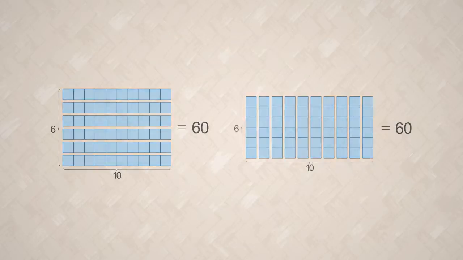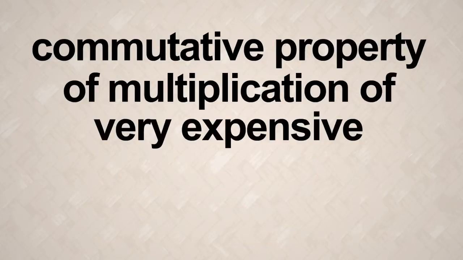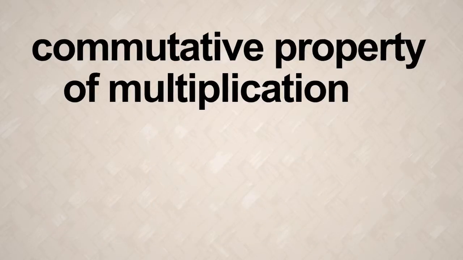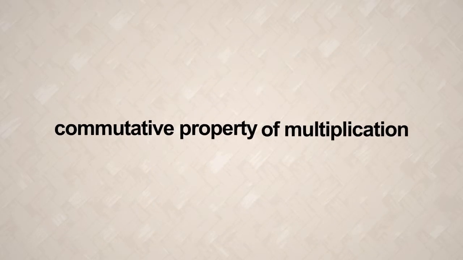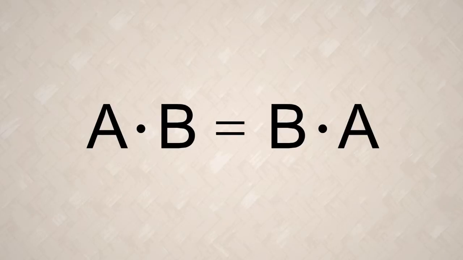We originally called this the commutative property of multiplication of very expensive imported Bongo-Ponganian tiles. After a while, we decided to shorten the name to the commutative property of multiplication. We can write this property as A times B equals B times A. In algebra, a dot is often used as a multiplication symbol to avoid confusion with the letter X.